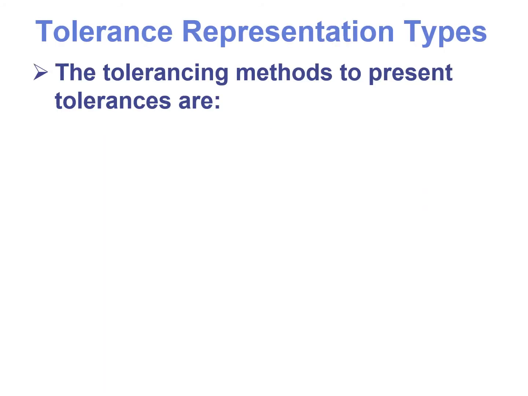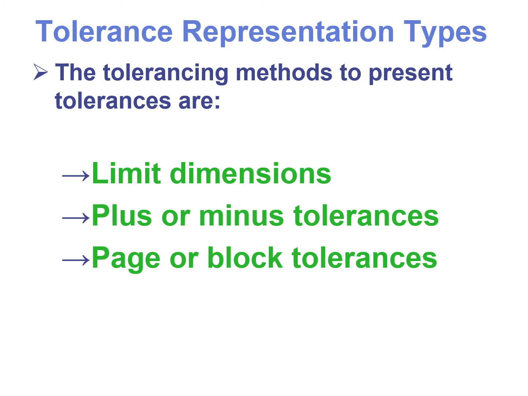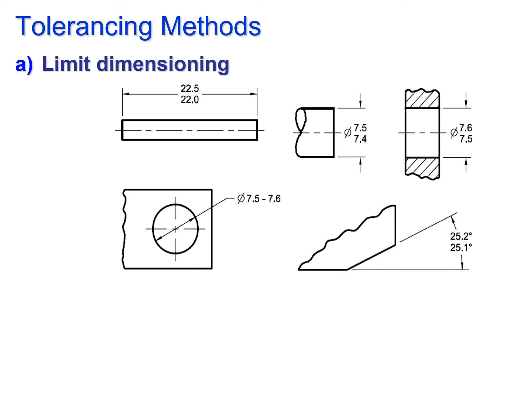Now, tolerance representation types, the methods to present tolerance. There are different methods: limit dimensions, plus-minus tolerances, and page or block dimensions. We are going to discuss them one by one, how we are going to represent tolerances. Limit dimensioning is using two dimensions, that is the upper limit and the lower limit.